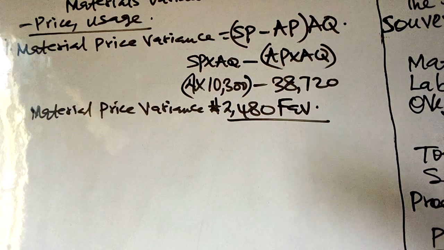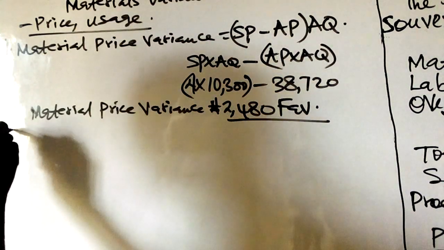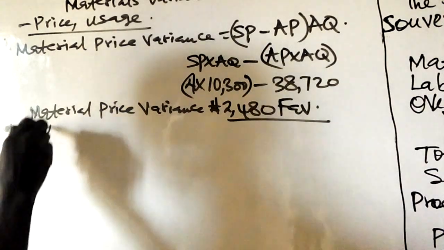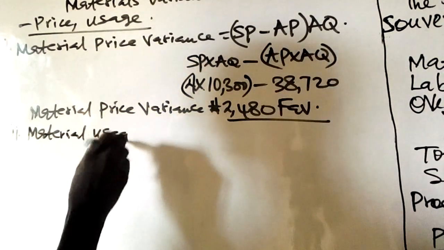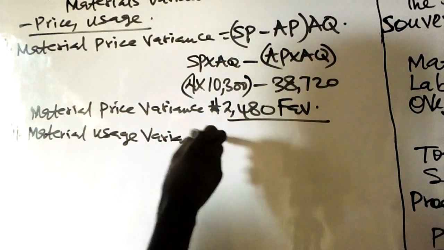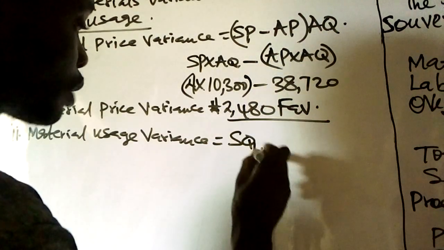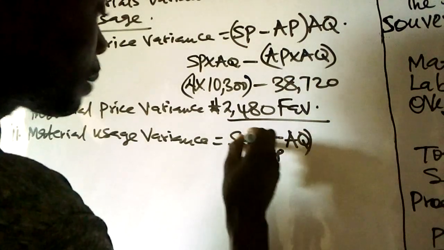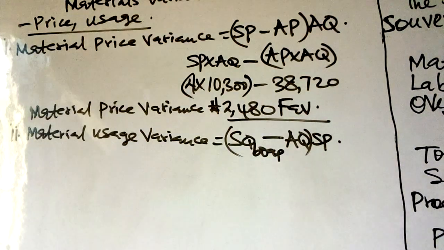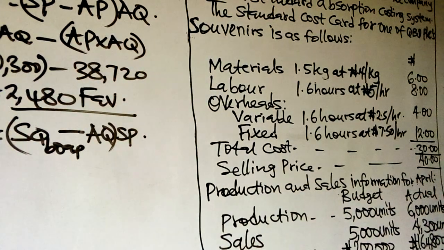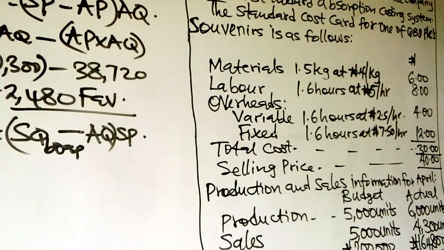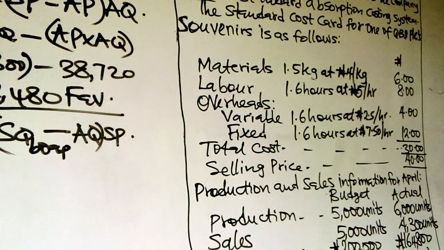Then the second variance we are going to compute as to the materials is material usage variance, which is standard quantity based on actual production minus actual quantity multiplied by the standard price. So please, I would advise you go over my previous lectures so that you'll be able to understand the application of each of these concepts. The standard quantity of material is 1.5 based on actual production, and our actual production is 6,000 units.